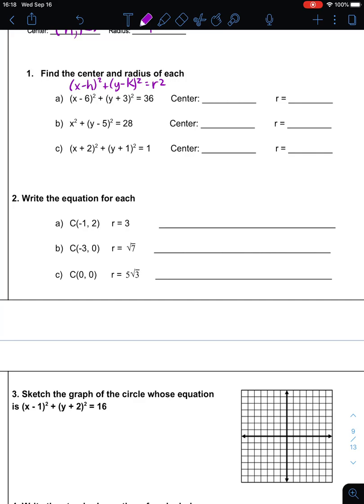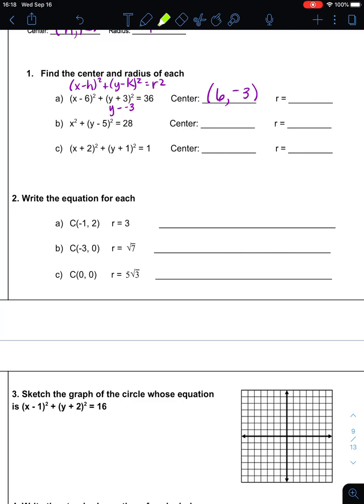So the h is easy. We can see x minus h matches the x minus 6, and so the h is 6. And then the next part, y plus 3, the problem is that it should be minus. The minus comes standard with the equation. So I could rewrite this as y minus a negative 3. That's the same thing as y plus 3. And that means my k is negative 3.